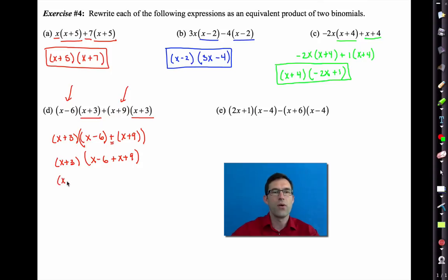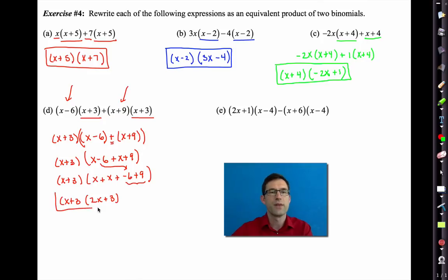I'm going to write this out all the way, especially so we can contrast it with the next problem. So I'll get x plus negative 6 plus positive 9. So I'm using the commutative and associative properties of addition there, plus the fact that I can rewrite that negative 6 as plus negative 6, sorry. And now I can finish this problem off, x plus 3 times 2x plus 3. And that plus 3 comes from combining these two. And I seem to have left off a parenthesis.